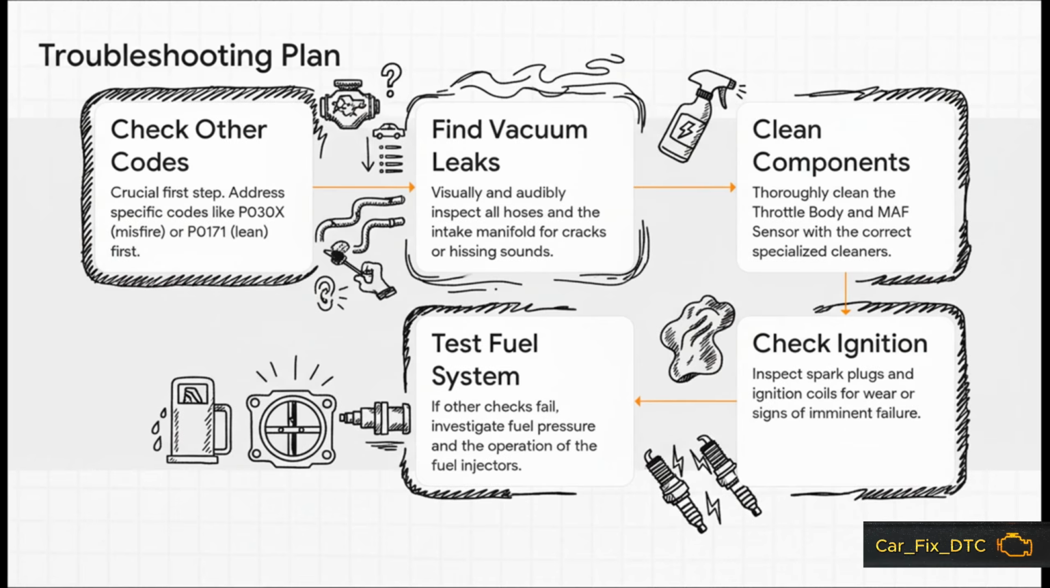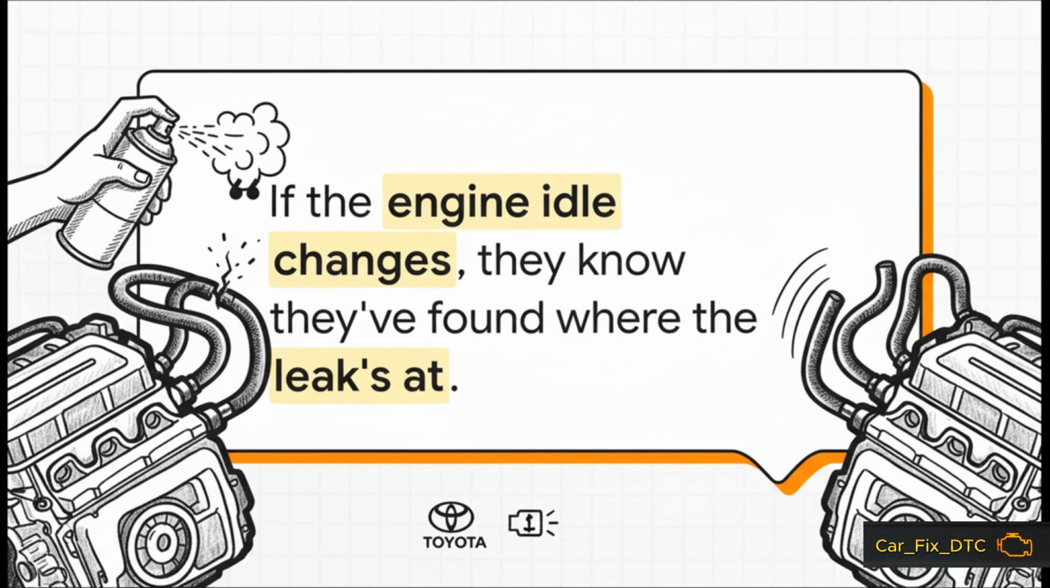If you have no other codes, then you can start moving down this list, starting with the easiest and most common stuff, like looking for vacuum leaks. Speaking of vacuum leaks, here's a great little pro tip. Trying to find a tiny crack in a hose with just your eyes can be really tough. So what mechanics will do is they'll start the engine and then carefully spray a little bit of something like starter fluid around the vacuum hoses. If the engine speed suddenly changes, if it revs up or smooths out for just a second, that's because the spray just got sucked into the leak. And boom, you found your culprit.